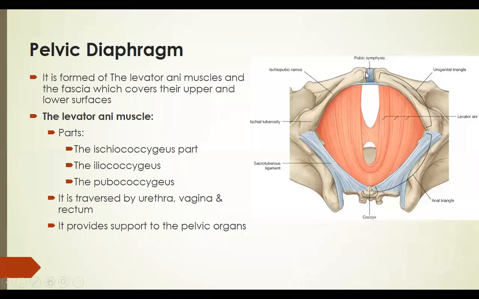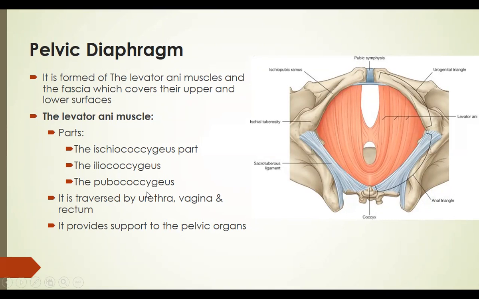Then we have the pubis. The muscle fibers coming from the pubis and going to the coccyx are called the pubococcygeus. So there are three directional fibers which are all forming the thick muscular floor. Ischiococcygeus, then iliococcygeus and pubococcygeus on both sides, which will form a strong pelvic floor.